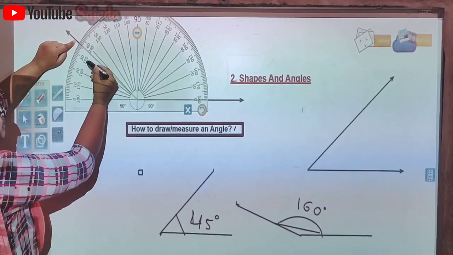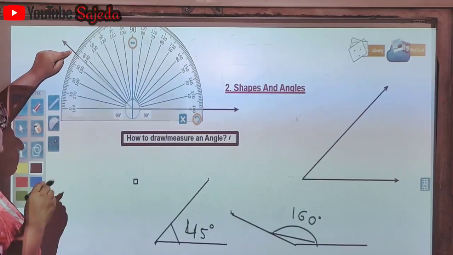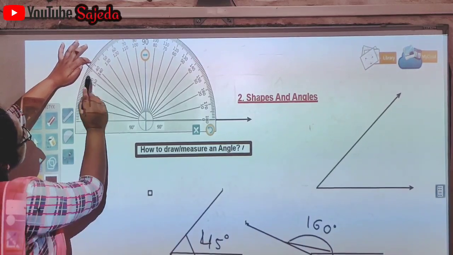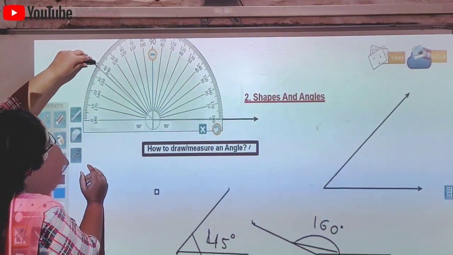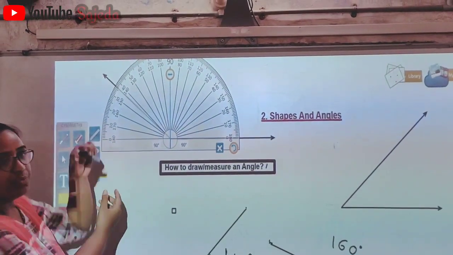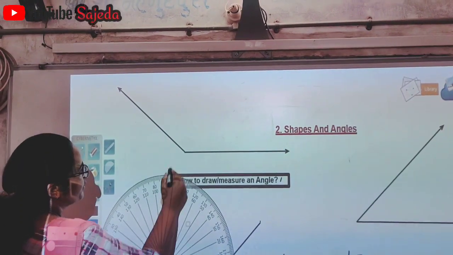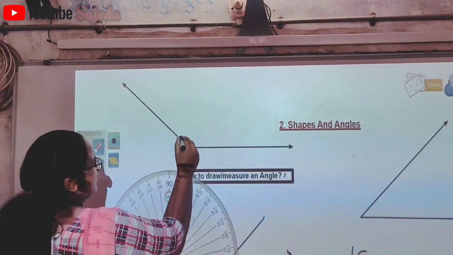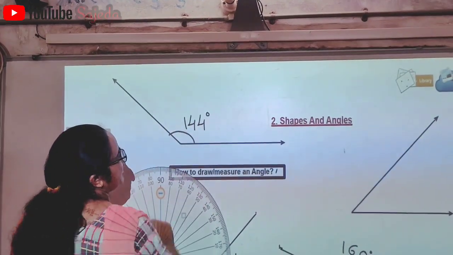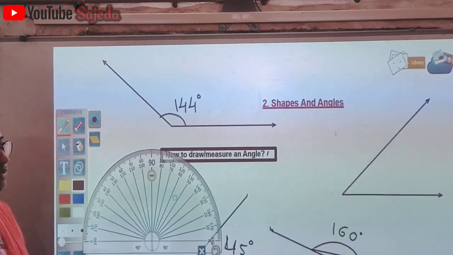So here we can say that this arrow is between 150 and 140. Now exactly where it is, we will count the lines from here. This is 140, 141, 142, 143 and 144. So we can say that this angle is of 144 degree. This is an obtuse angle and it is of 144 degree.